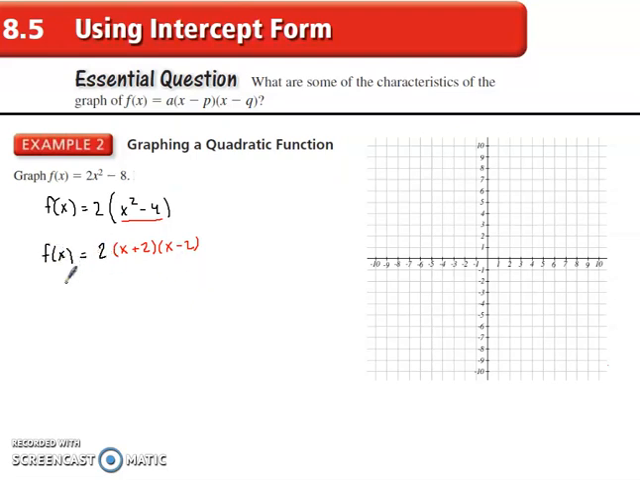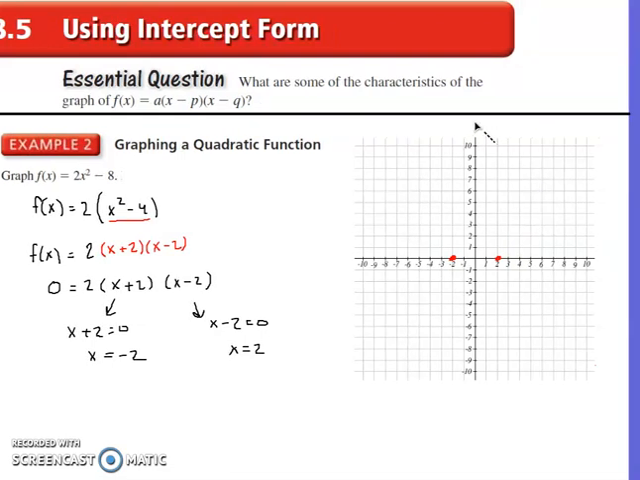So solving for my zeros, if I want to know where this equals 0, well, that's going to be where each of the factors is equal to 0. So that means x plus 2 is equal to 0, or x minus 2 is equal to 0. So this function has a 0 at -2 and also at +2. So I'm going to place both of these on my graph. I've got a 0 at -2 and +2, which tells me that my vertex must be exactly in between those two x-intercepts.